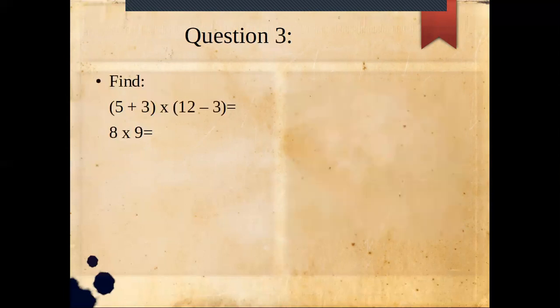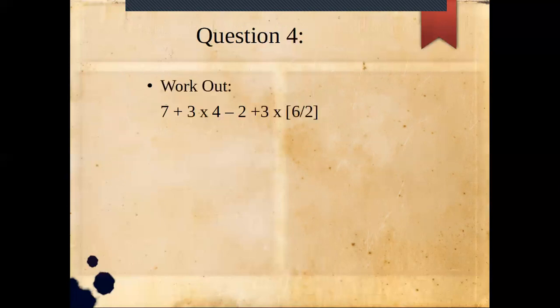All right, question 3. So find (5 plus 3) times (12 minus 3). Okay, and there's some brackets in here. I'm going to just go through this one with you. So we do the brackets first because that's the very first thing in BODMAS, B for brackets. So we've got 5 plus 3, which equals 8. Then we've got 12 minus 3, which is 9. So then we've got 8 times 9. 8 times 9 equals 72.